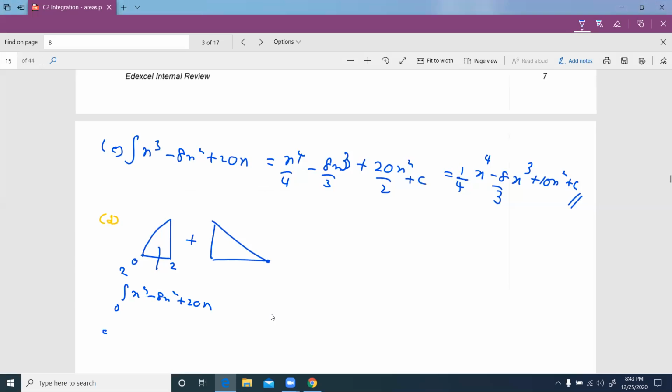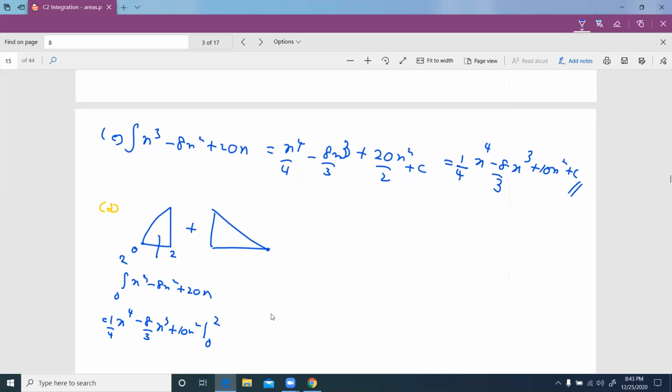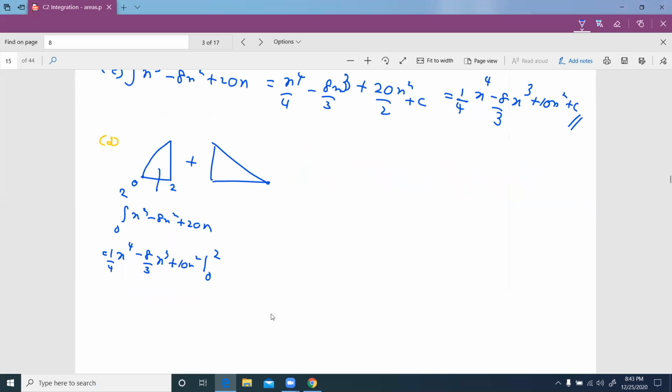So this one, you can say the same thing we already found from here. It's 1 over 4 x to the power 4 minus 8 over 3 x to the power 3 plus 10x squared, from 0 to 2, right? Okay, so obviously we can get this answer. It's 1 over 4 times 2 to the power 4 minus 8 over 3 times 2 to the power 3 plus 10 times 2 to the power 2 minus 0. So with that, you can get this answer.